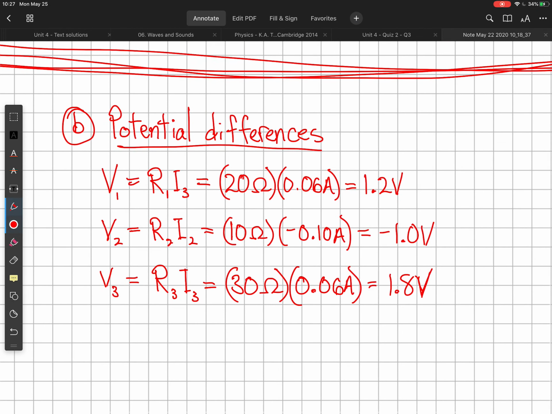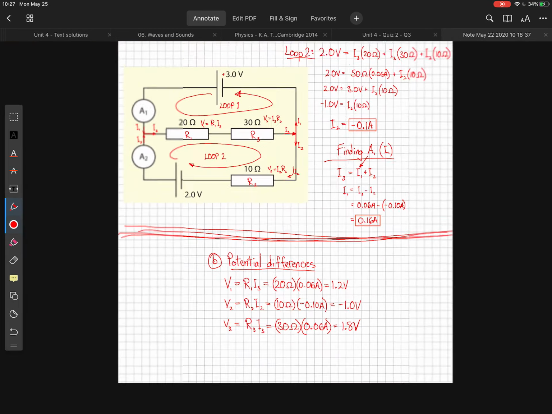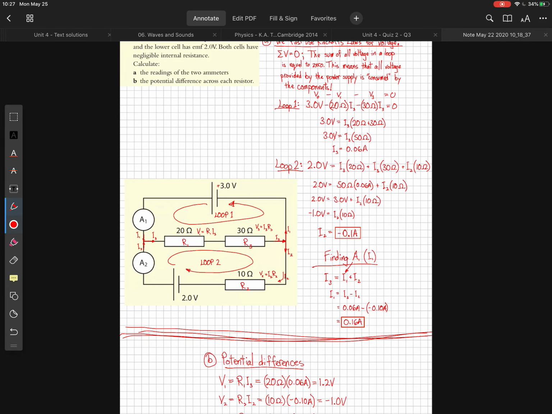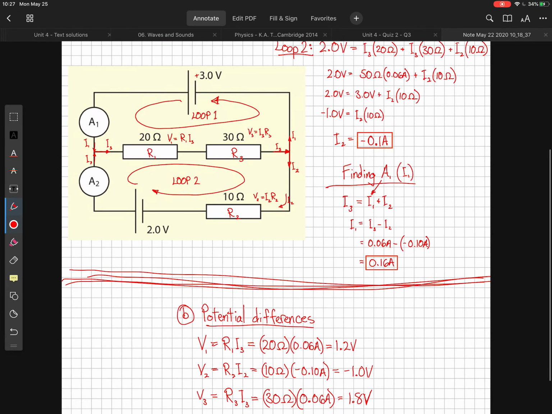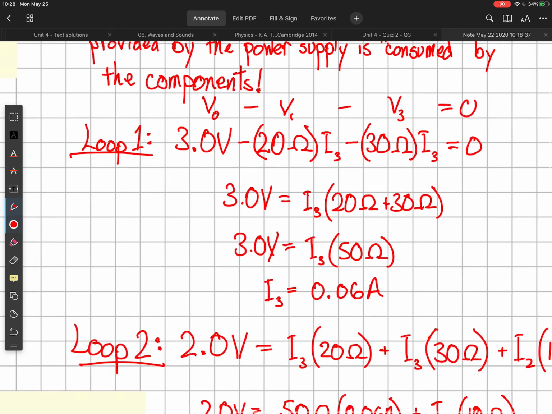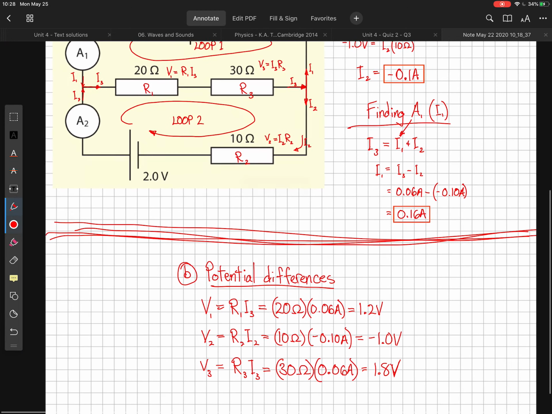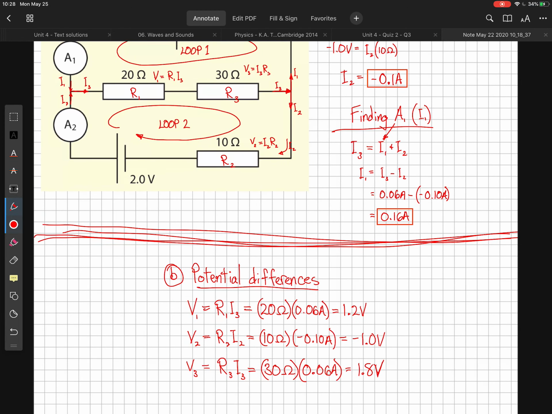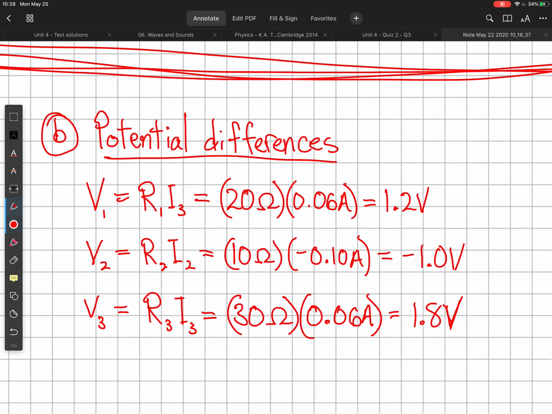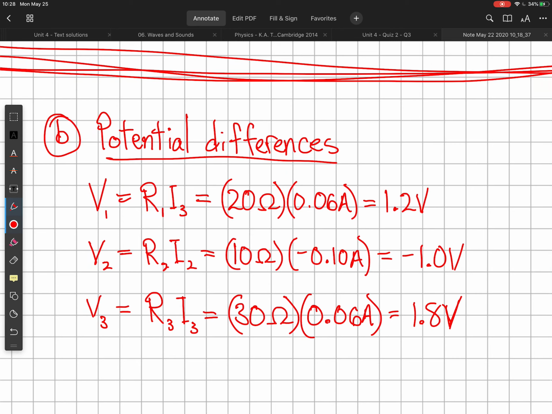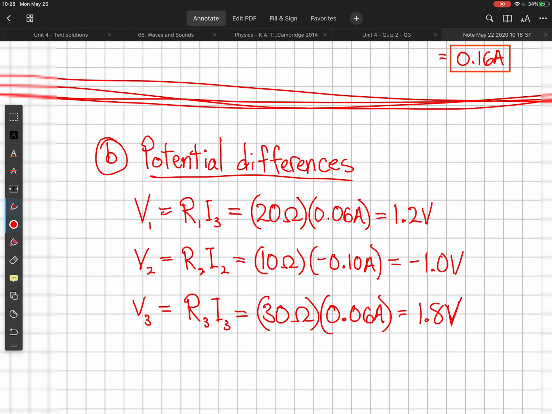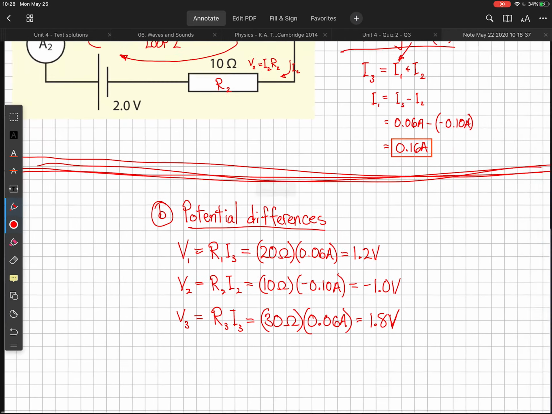Okay, so next, potential differences. We're asked to find the potential difference across each resistor. And if we know the current, then this is quite straightforward, and this is actually another reason why approaching it this way is kind of an advantage, because you already know that current when you start this problem. So since we've already calculated the current across our center components there, all we have to do is plug in our values according to Ohm's law, and there are your answers. Very straightforward. I don't think I need to chat about it in any more detail than that.